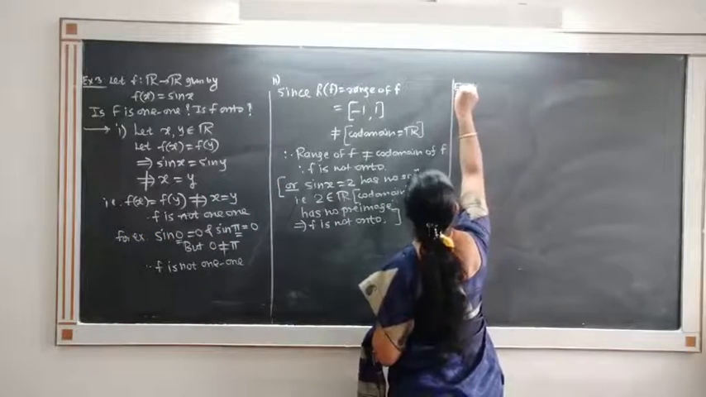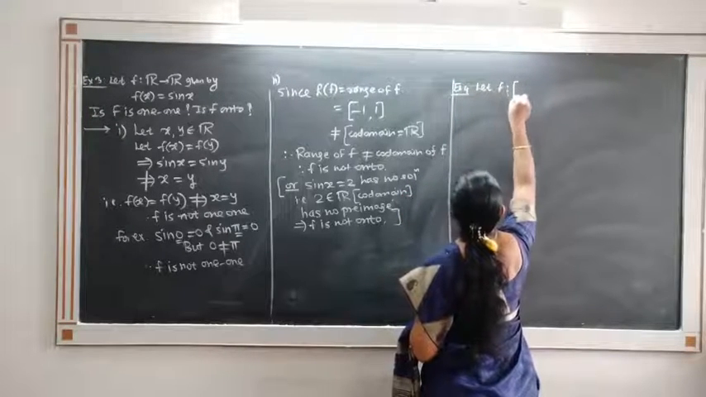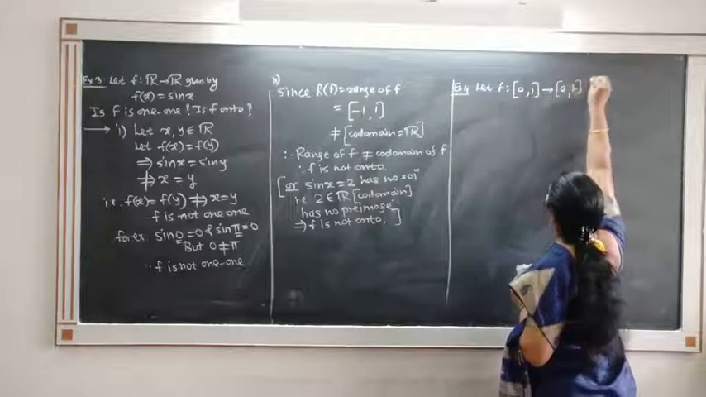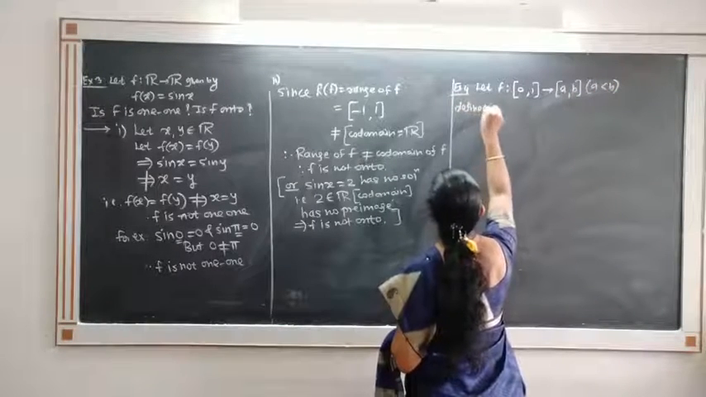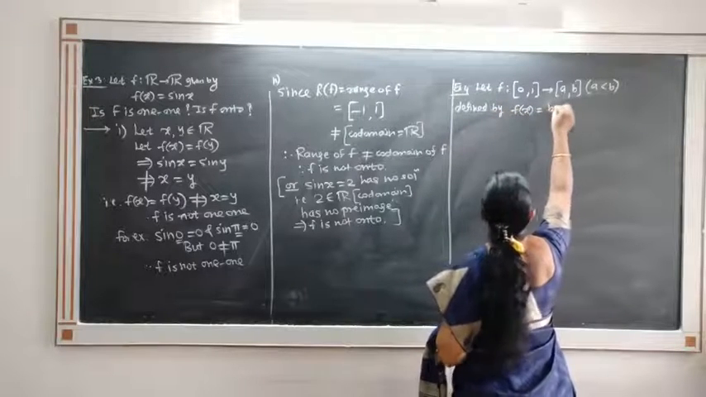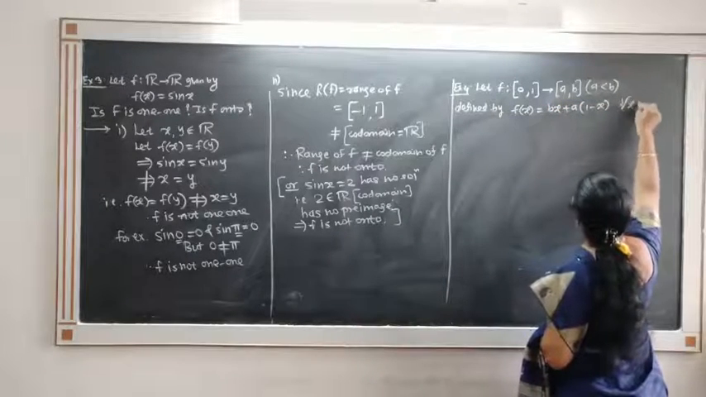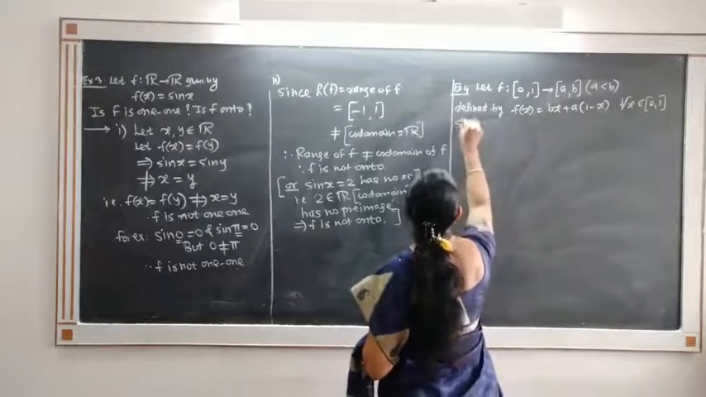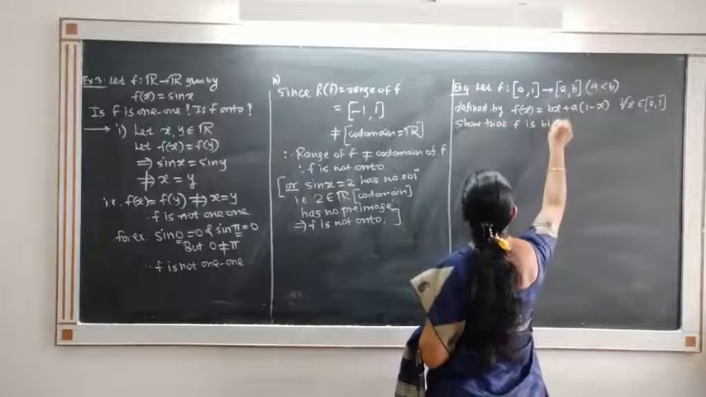Consider the next example. Let f be a function from the closed interval [0, 1] to the closed interval [a, b], where a is less than b, defined by f(x) = bx + a(1 - x) for every x belonging to the interval [0, 1]. Show that f is a bijection.